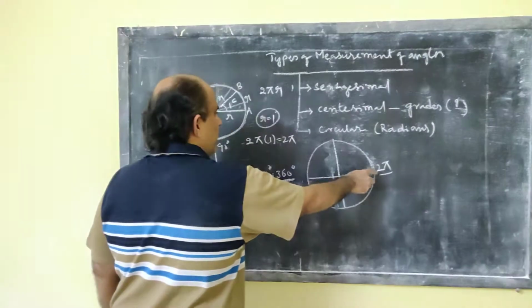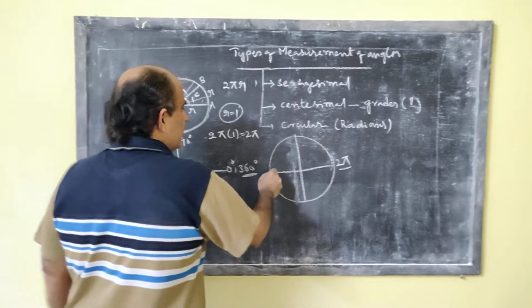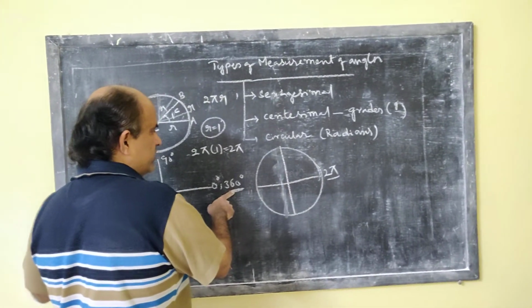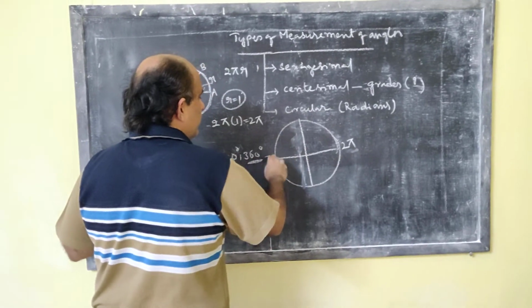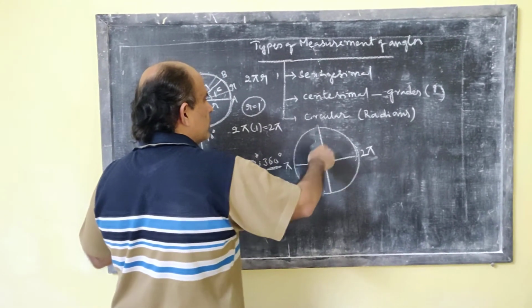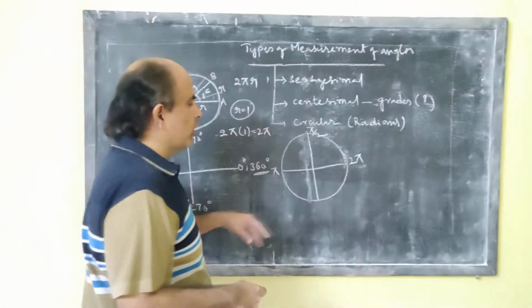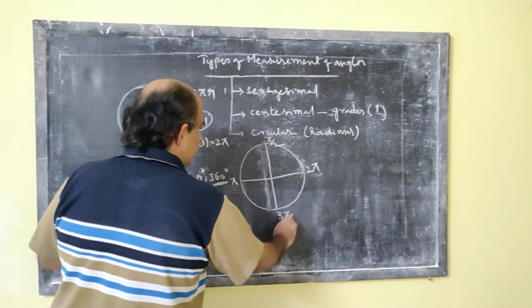So, this is 0 degrees and 2 pi coinciding. This is your 180 degrees. 180 degrees means half of 360. Therefore, half of 2 pi will be pi. This is 1/4, so this becomes pi by 2, meaning 2 pi by 4. This is 3/4, so this becomes 3 pi by 2.